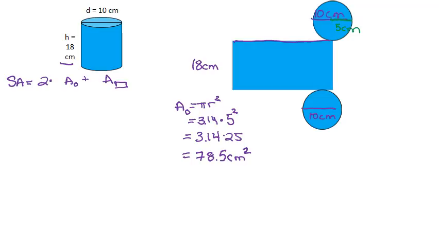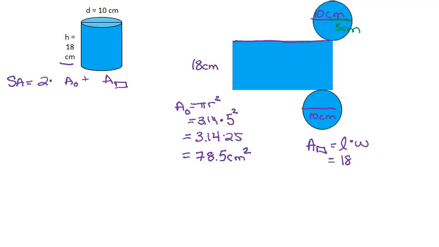All right, the next one is we're going to find the area of this rectangle here. In order to do that, the area of a rectangle is equal to length times the width. Well, I know the length is 18, but I don't know this width. And that's what we're going to have to do now, is figure out the width of our rectangle.